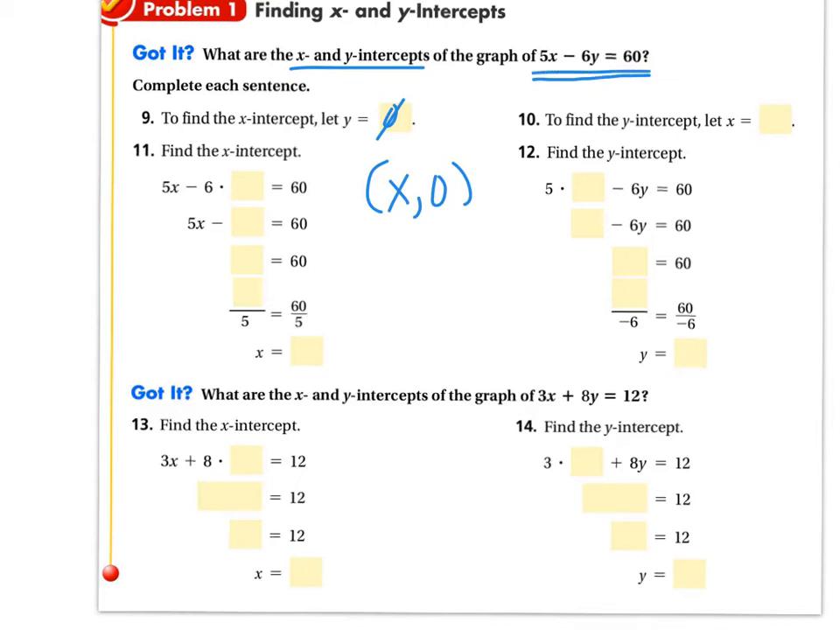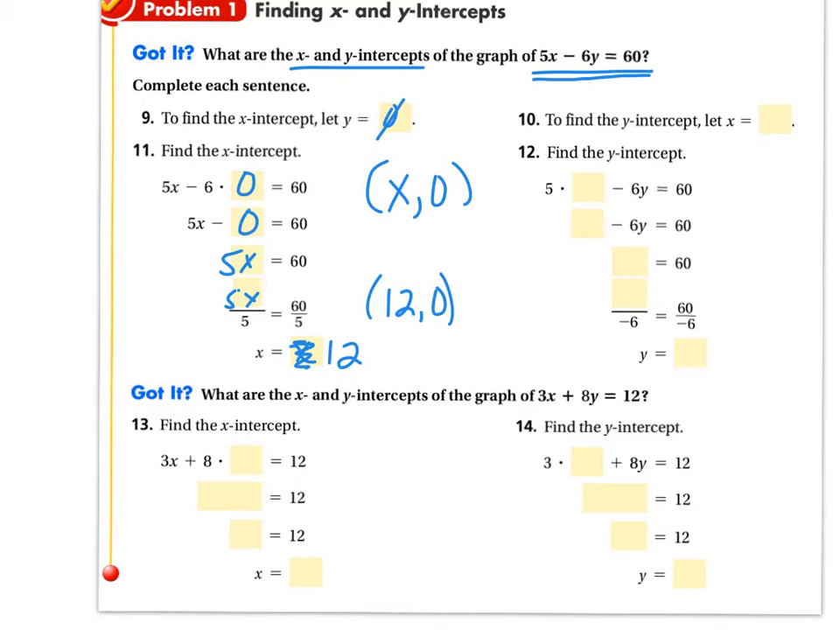Looking at my equation, I'm going to let y equal 0. 6 times 0 is 0. So I have 5x equals 60. Now I'm going to take that 5x and divide both sides by 5. So I have x equals, oh, that's silly me, x equals 12. So my point will be 12, 0. And that's where it will cross the x-axis.